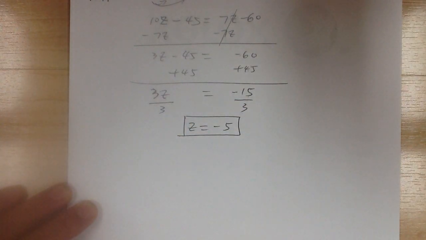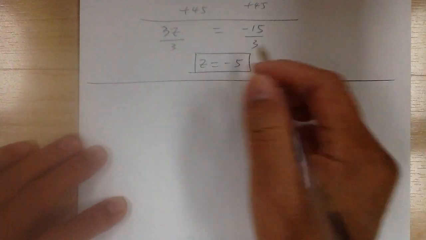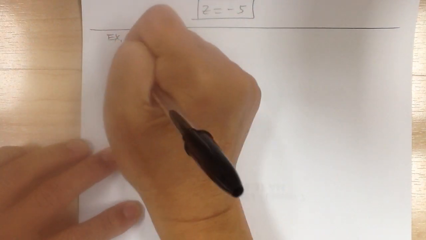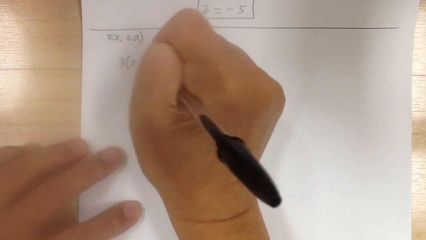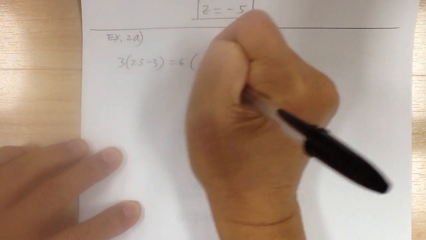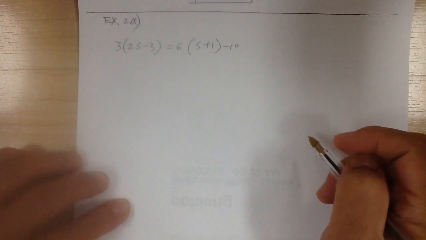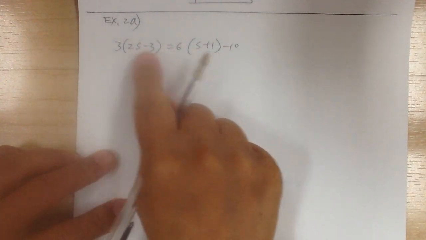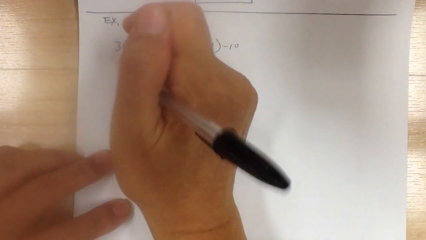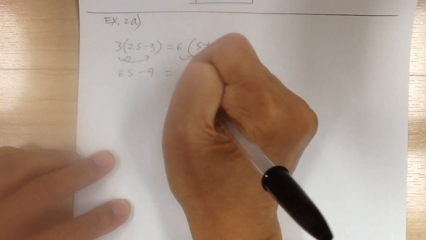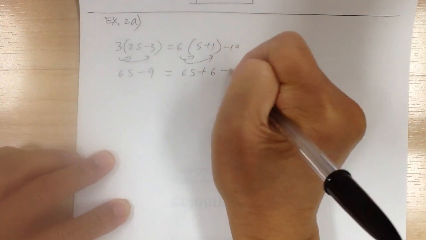Let's go to example 2a. It says solve 3 times 2s minus 3 is equal to 6 times s plus 1 minus 10. First you have to undo the parentheses, so let's multiply. You get 6s minus 9 equal to 6s plus 6 minus 10.